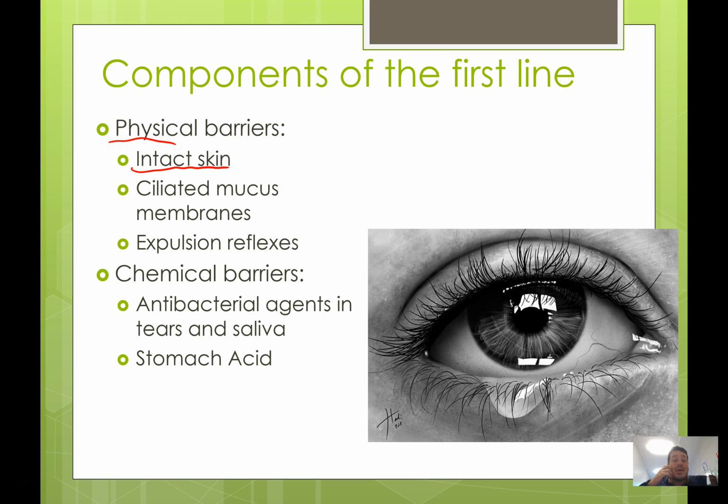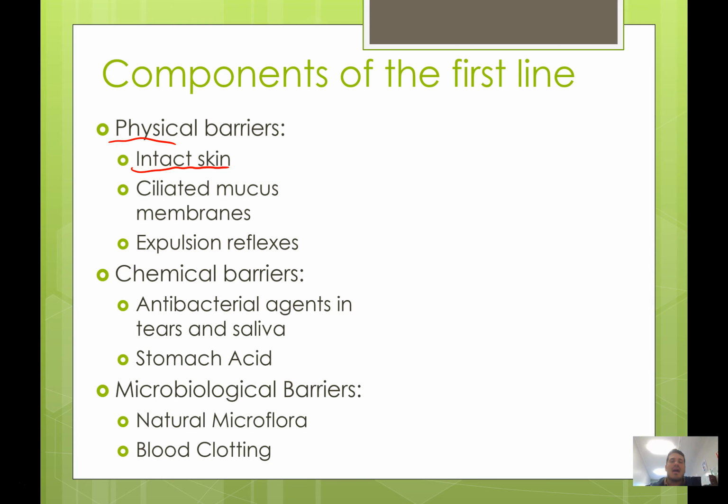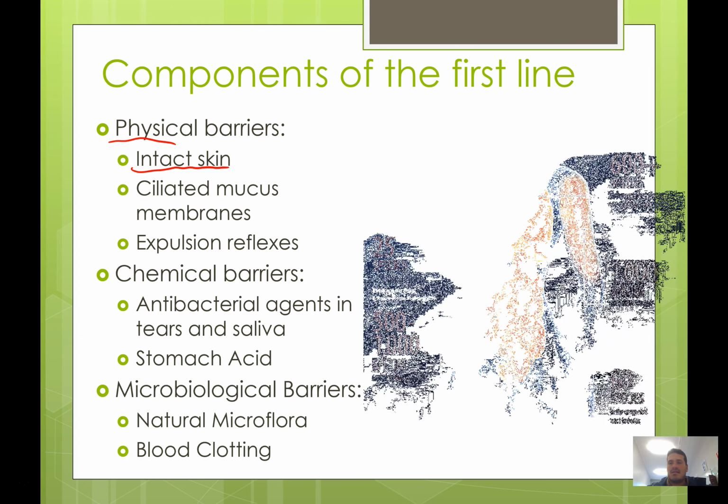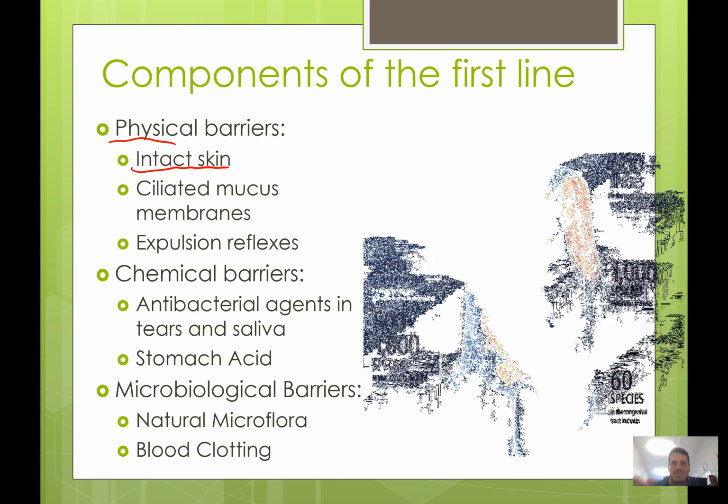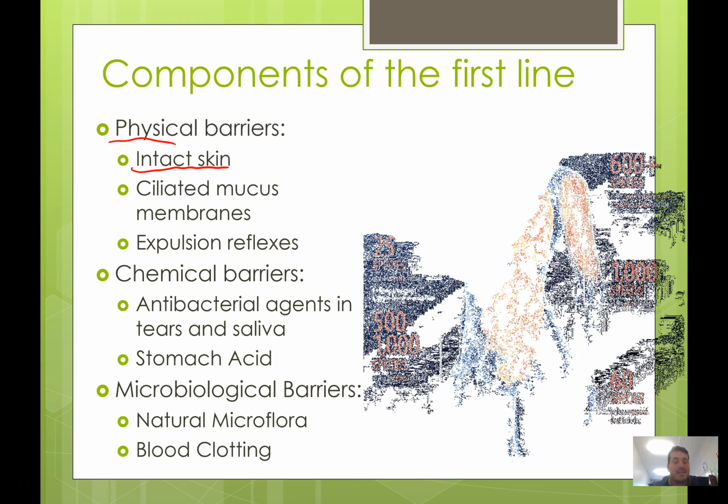We've got chemical barriers, such as antibacterial agents in your tears and saliva. We're going to run a little prac on this. Your stomach acid has a very low pH. And then we've got things such as, oops, that didn't work. Look at that picture when the PowerPoint is still, maybe.